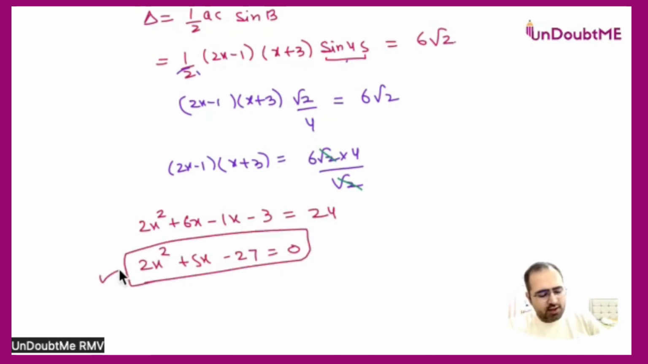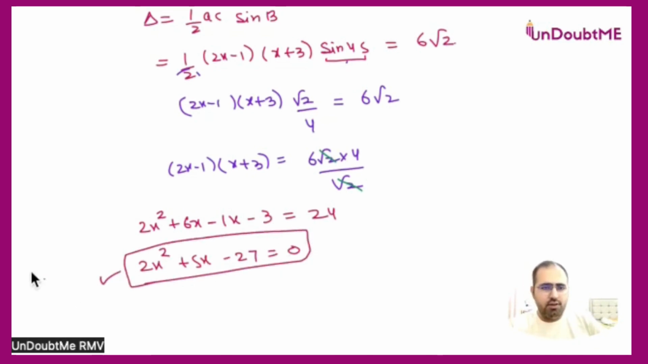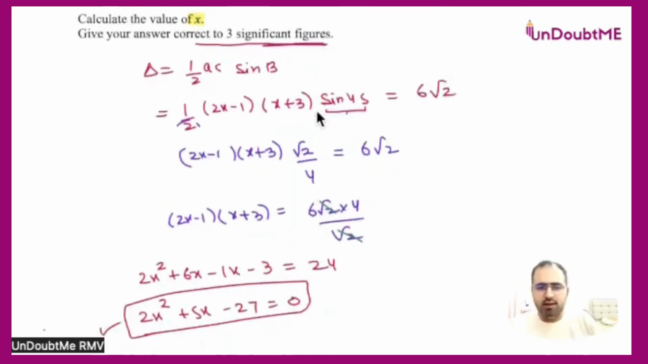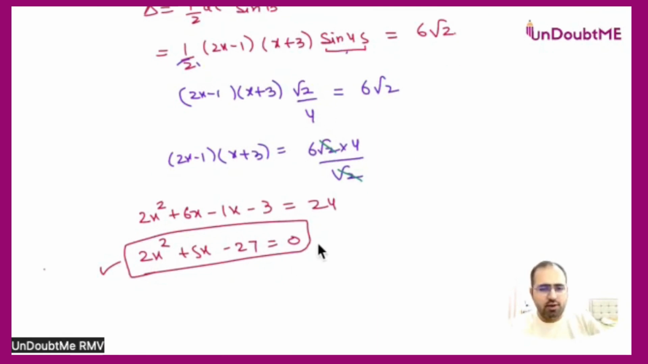Now this quadratic we can solve using the formula, because if you look in the question, whenever they say give your answer correct to 3 significant figures, it means that the answer has to be in some decimal. It means never try to solve this quadratic by using factorizing or any other method. Just directly go with the formula. You can even put that in the calculator and get the answer if you know how to do it.